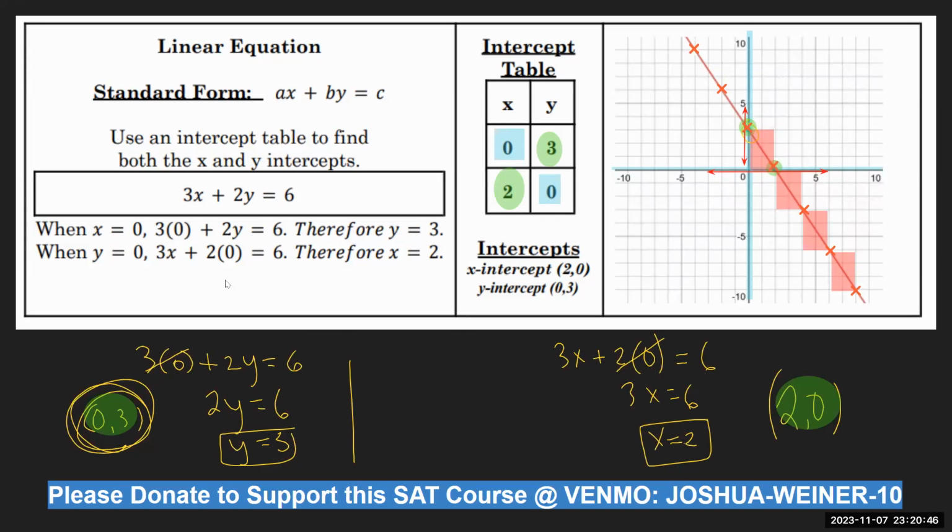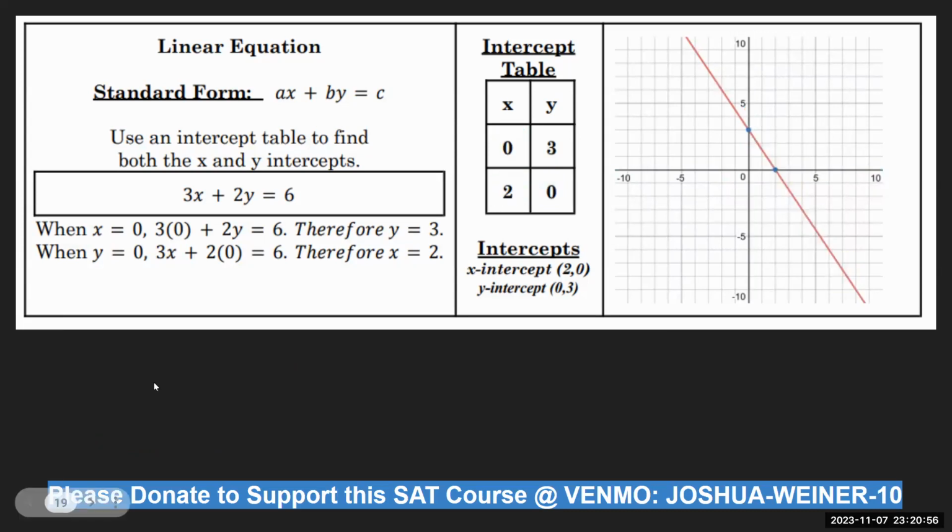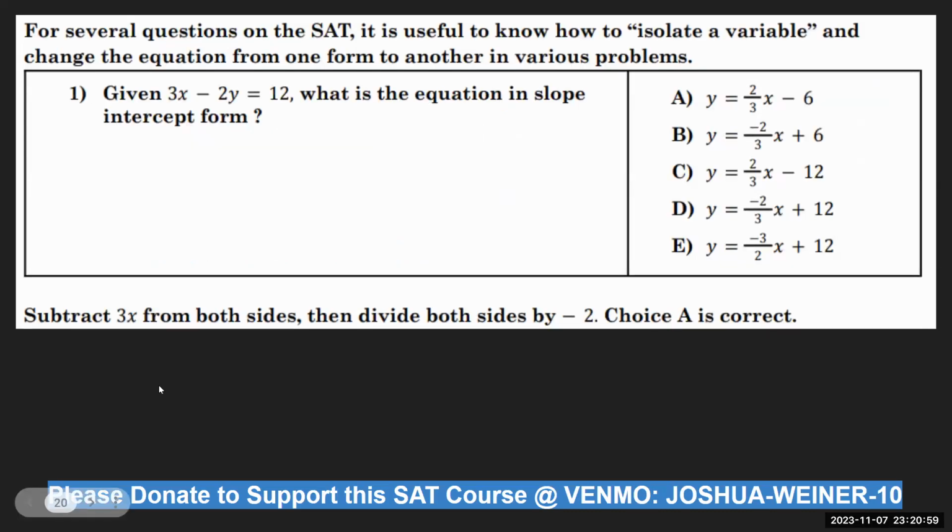So there in all its glory are the highlights of working with standard form for linear equations: Ax plus By equals C. For several questions on the SAT, it's useful to know how to isolate a variable and change the equation from one form to another in various word problems. Given 3x minus 2y equals 12, what's the equation in slope-intercept form? Aha! Well, this is what I was talking about earlier.